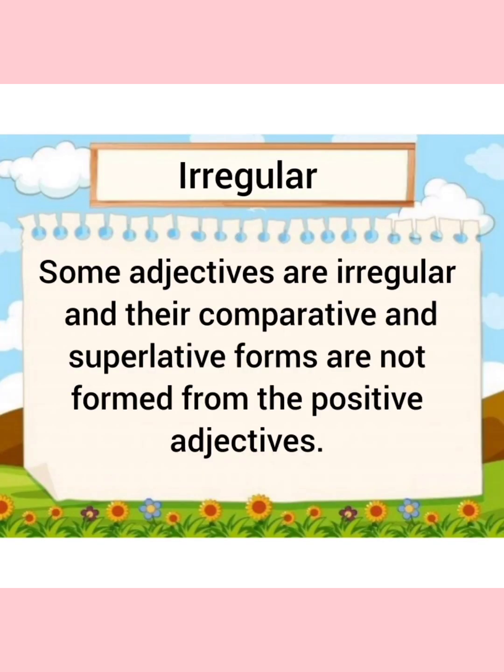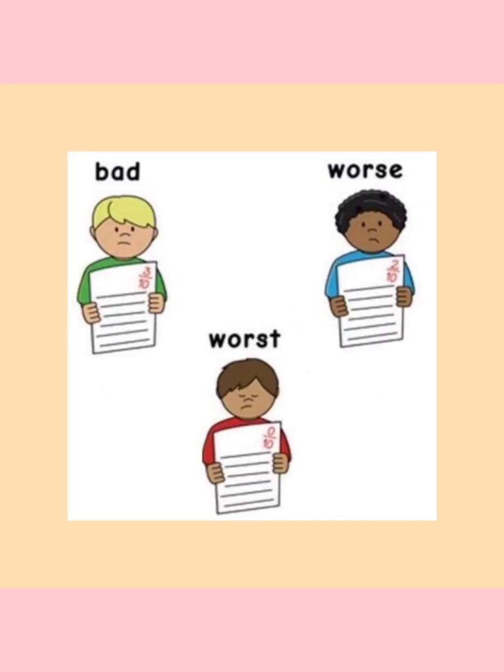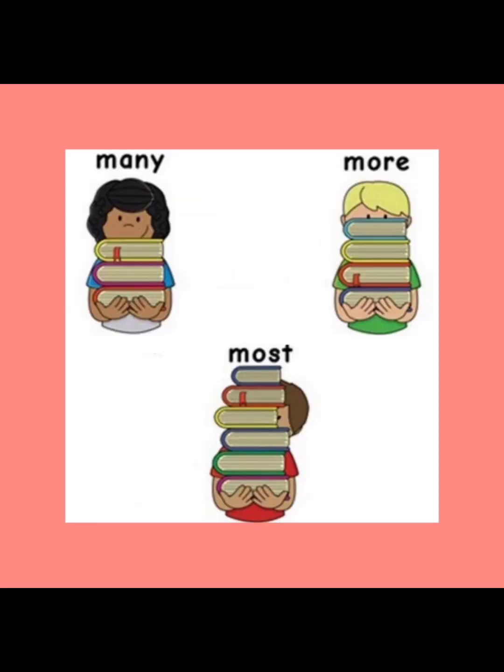Now some adjectives are irregular and their comparative and superlative forms are not formed from the positive adjectives. And the examples are good, better, best. Now good is an irregular adjective and its comparative form is better and its superlative form is best. Another example is bad, worse, worst. Little, less, least. Much, more, most.